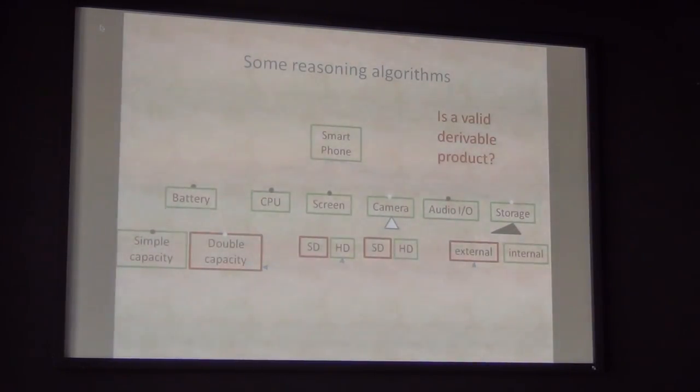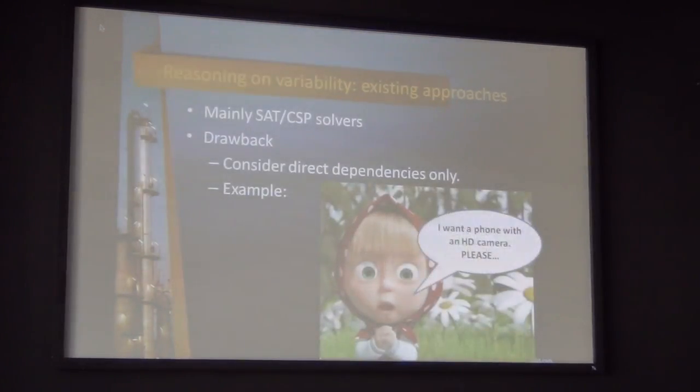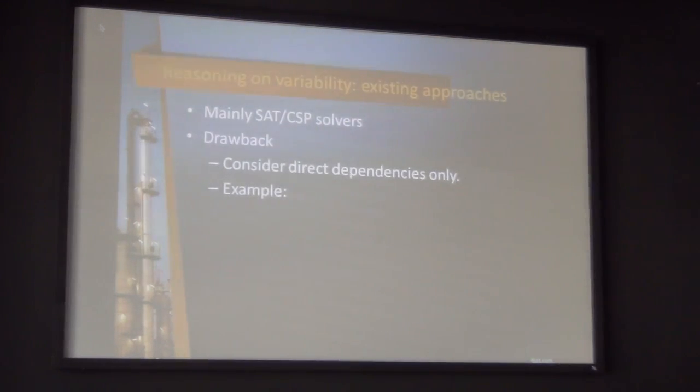Of course, for small feature models or small factories, it doesn't make much sense, but in larger ones, it's very, very important. So here, reasoning on variabilities and options. The existing approaches to reasoning on feature models usually use SAT and CSP solvers, and the main problem with this kind of approach is that they consider direct dependencies only.